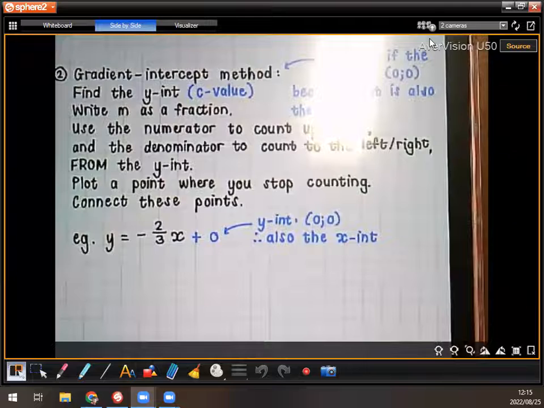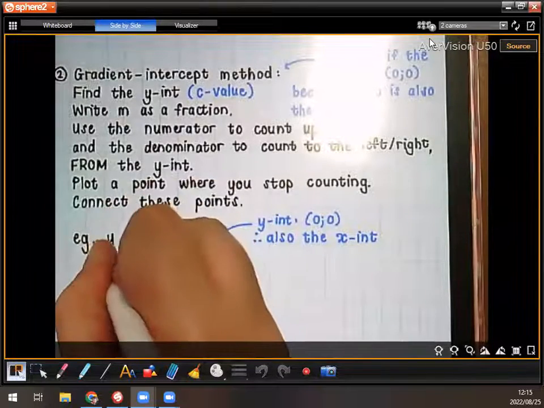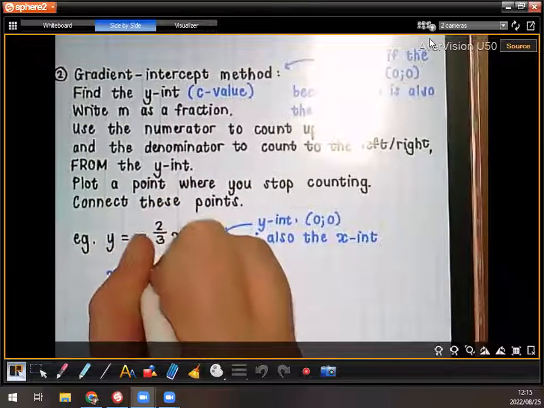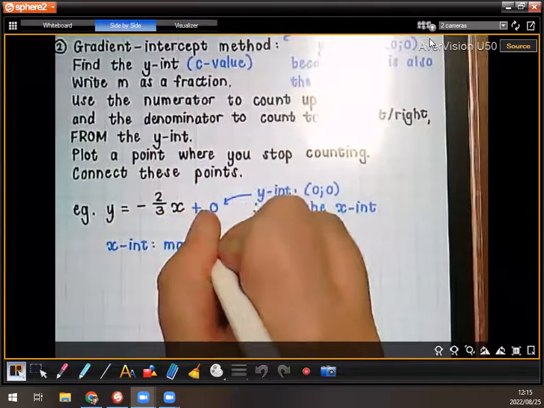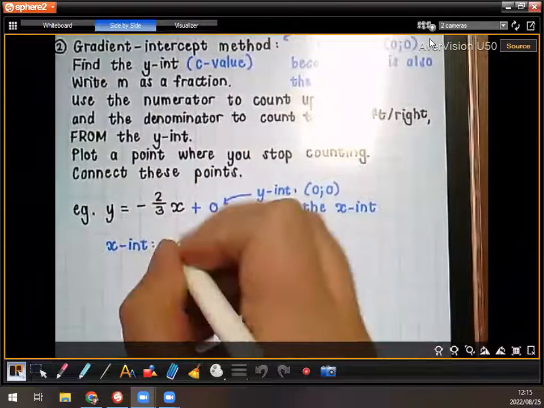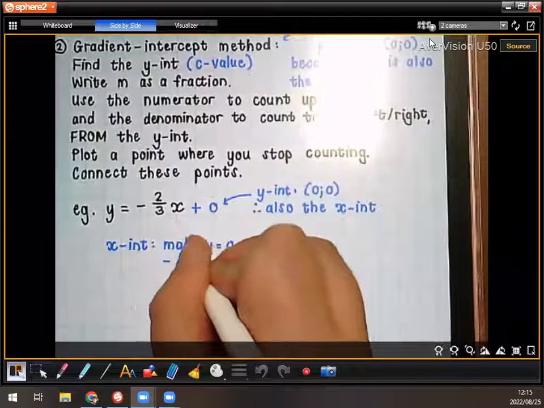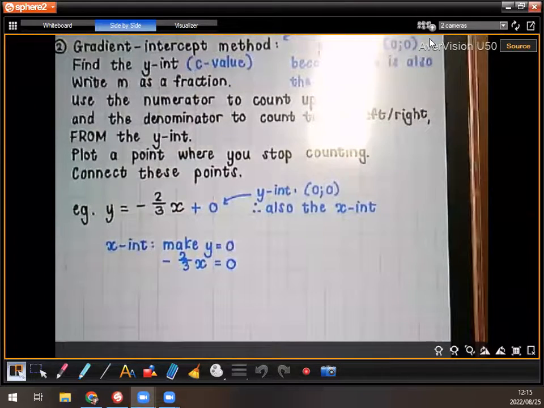So that means that we have to use the gradient. If you try to find the x-intercept there, imagine how it recognizes that the y-intercept is also the x-intercept. You don't have to write this down. I'm just going to show you. You would say, okay, to find my x-intercept, I'm going to make y equal to 0. So negative 2 over 3x is equal to y, which is now 0. And now you're going to say 0 divided by negative 2 over 3, which is what? 0.